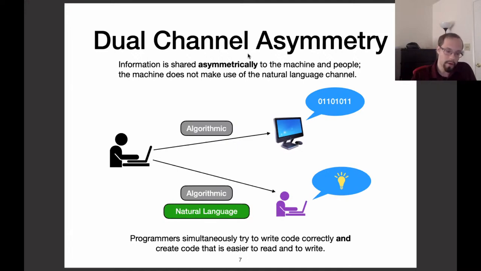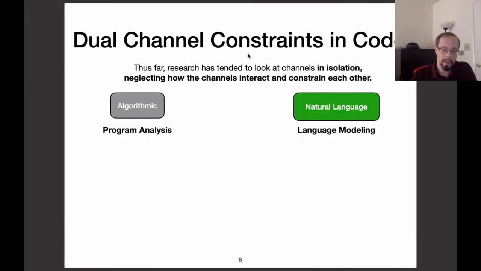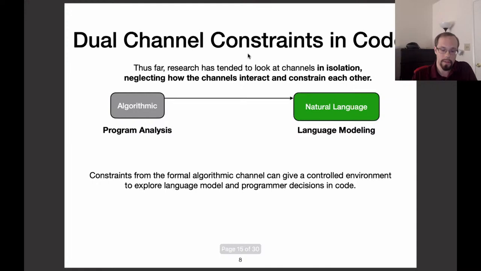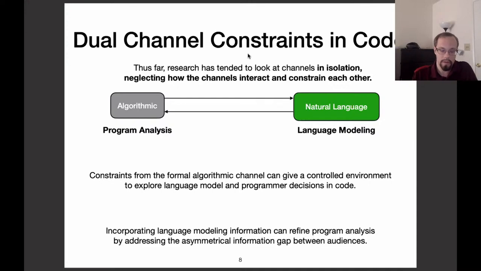Our near paper calls for exploiting channel interactions, as previous research has tended to leave information off the table. Each channel constrains the other, with algorithmic constraints on the natural language channel giving a way to explore how people and language models process code, and with natural language constraints on the algorithmic channel providing a way to bridge the machine's knowledge gap arising from asymmetry.